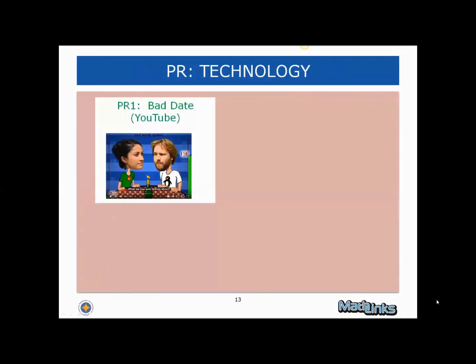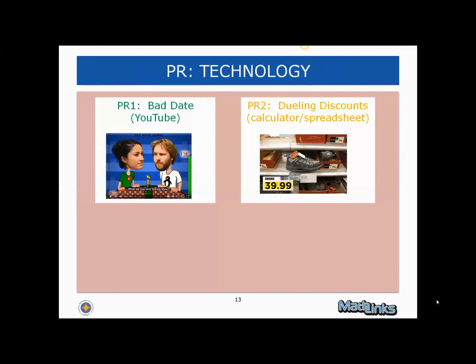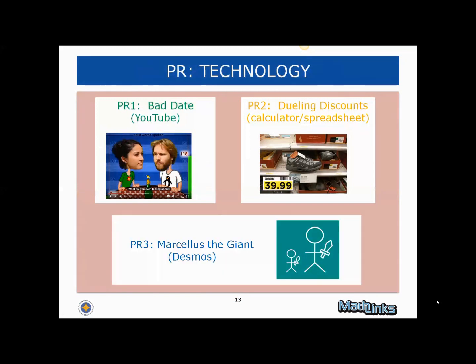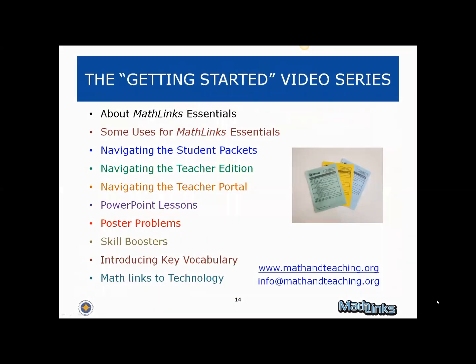Finally, please don't forget to check out some of the technology activities. These are a few of our favorites: Bad Date, Dueling Discounts, and Marcellus the Giant. That's proportional reasoning in a nutshell.